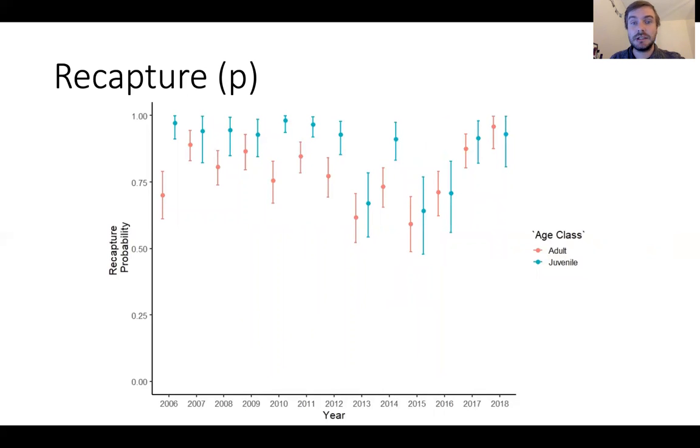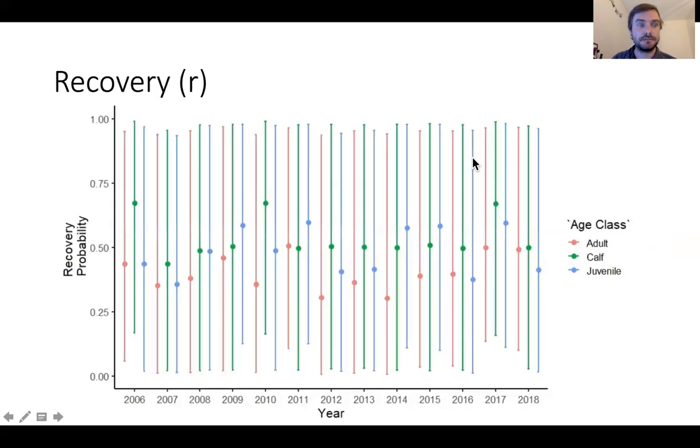For the recapture probability, we only have adults and juveniles, because we're always going to see a calf if we see a calf, because it's in its first year of life. And if they transition into juveniles, it'll account for the juvenile recapture probability. We can see here that it's relatively high for most years from 2006. We see a slight dip beginning in 2013 to about 2016, and then it increases again, though there is some variation between the two age classes.